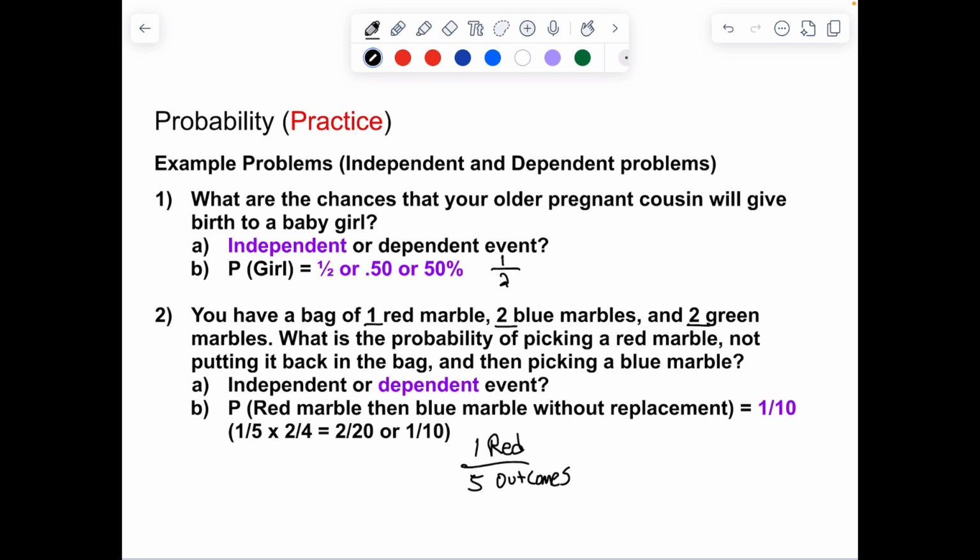And then if we don't put that red marble back, we are now eliminating the red marble altogether from our bag. Okay, so now we have 4 total marbles left in the bag, and we're trying to find the probability of a blue marble. So that would be 2 chances out of 4. Okay, so in order to calculate red then blue without replacement, we would just multiply these together to get 2 out of 20, which is 1 out of 10.